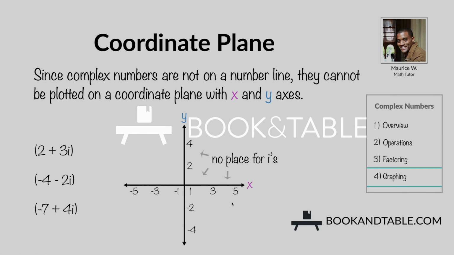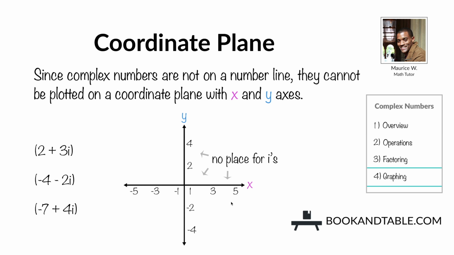Since complex numbers are not on a number line, they cannot be plotted on a coordinate plane with x and y axes. So this is our normal coordinate plane. We have our x-axis. To the left of the y-axis, we have our negative real numbers. To the right, we have our positive real numbers.